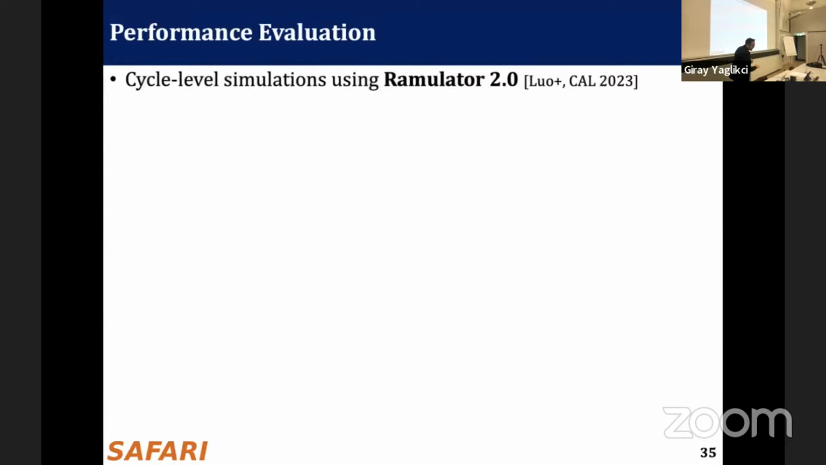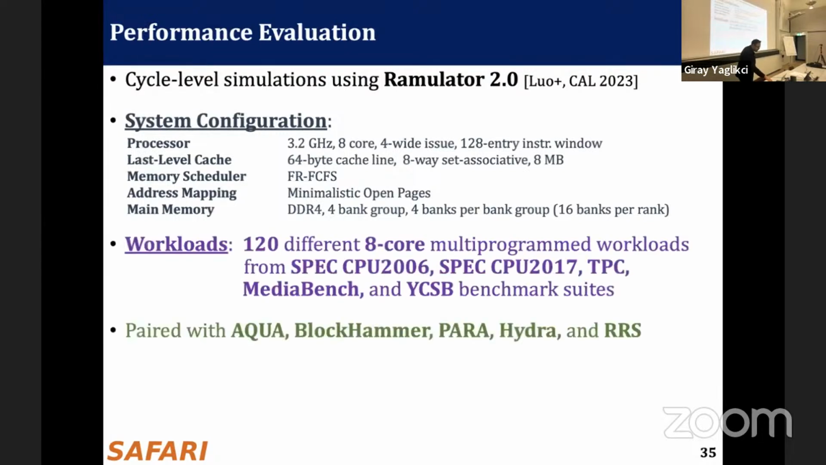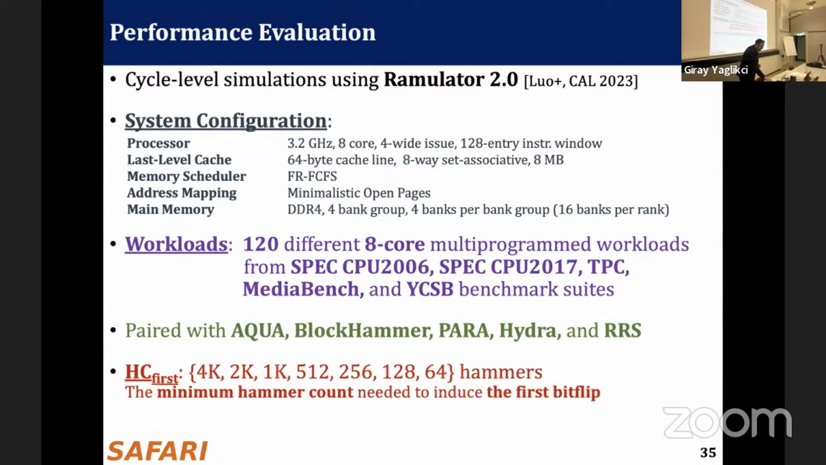Okay, let's look at performance evaluation. We use Ramulator 2.0 as our simulation framework. I'm going to talk about it later today. We evaluate a realistic system. We test the system with 120 different 8-core multi-program workloads, and we pair Svärd with 5 different mitigation mechanisms. And we sweep the HC first value, which is the minimum hammer count to induce the first bit flip, from 4,000 down to 64.